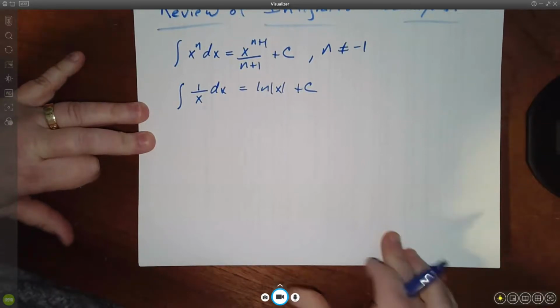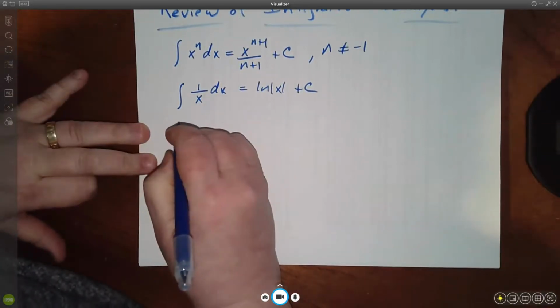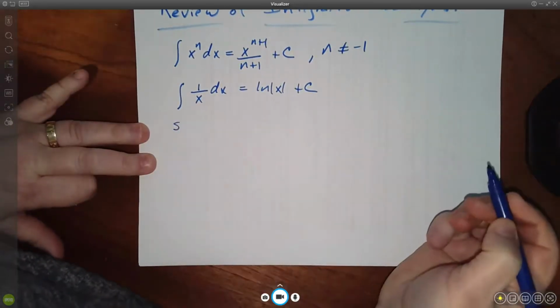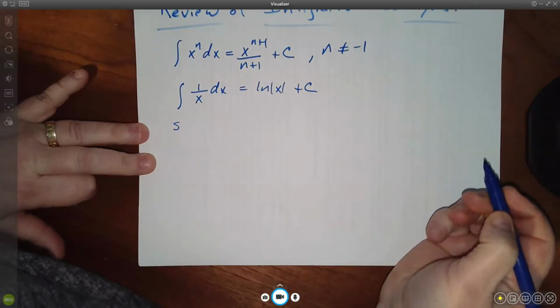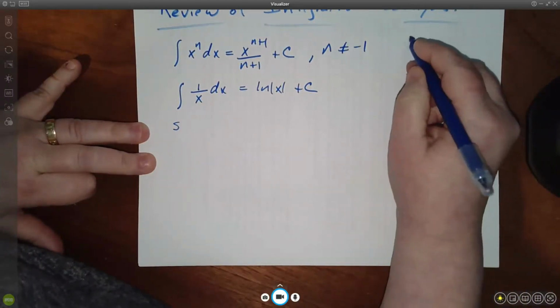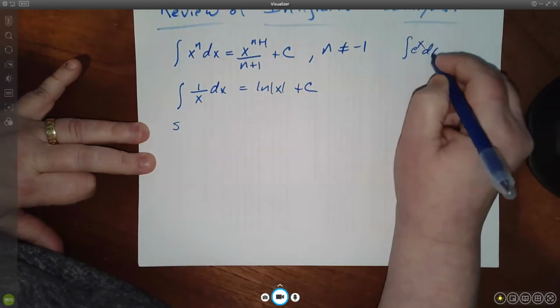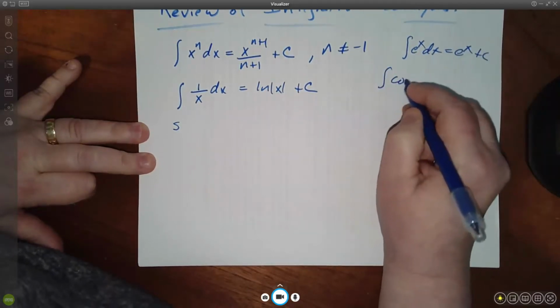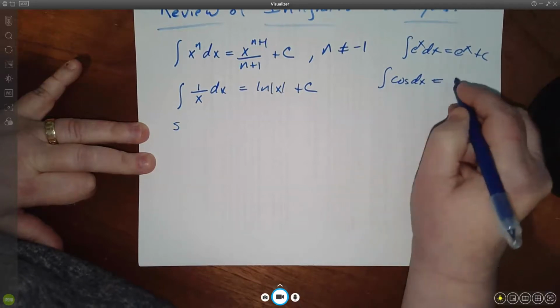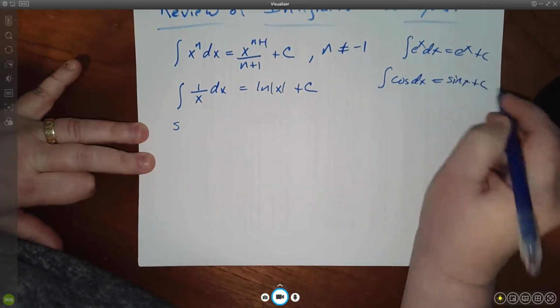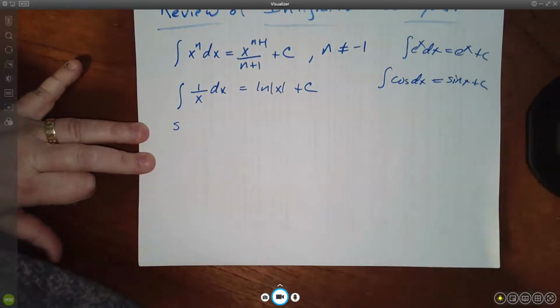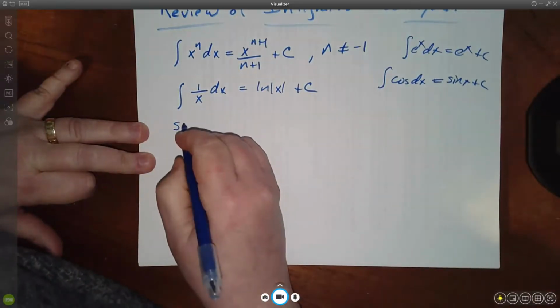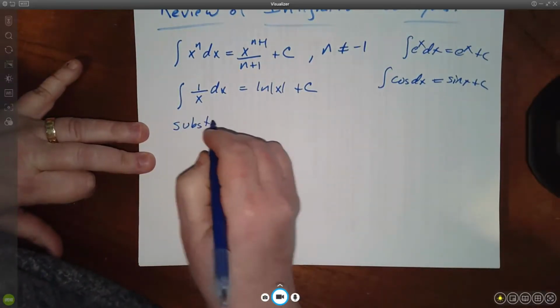Now, for substitution, and of course you should have all the functions memorized. So if you know that the integral of e to the x dx is e to the x, and you know that the integral of cosine dx is equal to sine of x plus c, and all the other ones. Okay, I'm going to look at techniques though. So substitution.